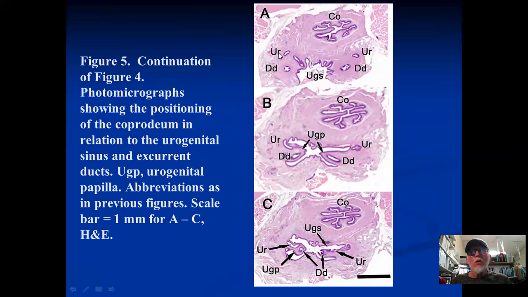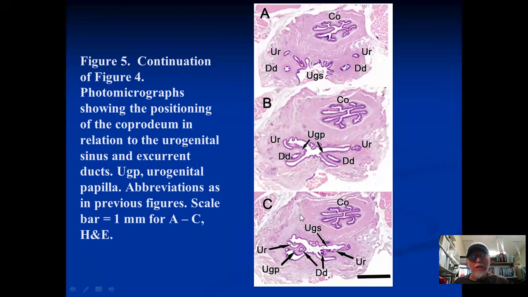The ureter is very evident, and then the ductus deferens, quite evident also. And these are going to be moving more medial, and they are going to dump into the urogenital sinus through the urogenital papillae, which are shown in B. So the urogenital papillae are evident, and then these ducts are also evident within the urogenital papillae.